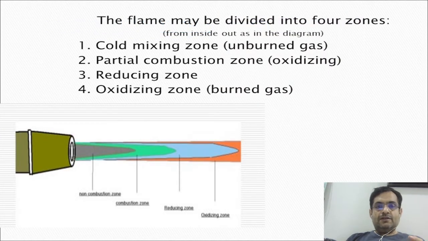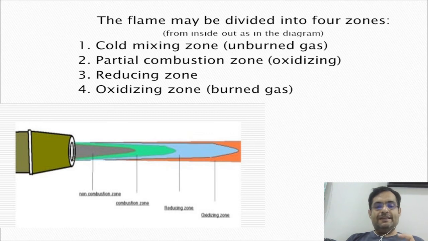Now we should know the zone of the flame which is to be used for soldering. As you can see, the flame of the soldering torch is divided into 4 zones from inside out. In the diagram you can see the cold mixing zone, which is unburned gas, a non-combustible zone. Next comes the partial combustion zone, which is also an oxidizing area, so it should be avoided. Third is the reducing zone. This is the best zone to apply heat, as it prevents oxidation of the joint and thus increases the joint strength. And last, the fourth zone, the outermost zone, is the oxidizing zone.